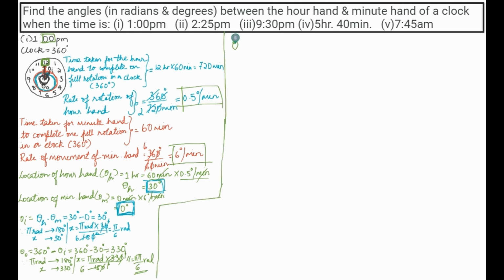Theta I in terms of degrees is 30 degrees, and in terms of radians it is pi by 6 radians. And outer angle theta O is 330 degrees. In terms of radians, it is 11 pi by 6 radians.